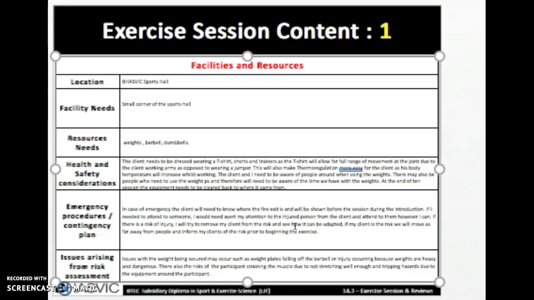Issues arising from the risk assessment. Issues with the weight being secured may occur, such as weight plates falling off the barbell or dumbbells falling. Injuries occurring because weights are heavy and dangerous may also occur, such as strains on the muscle. There is also the risk of the participants straining the muscles due to not stretching well enough before the session.